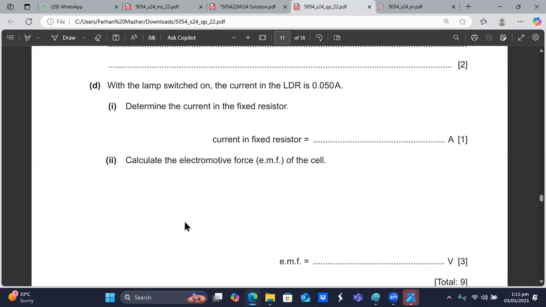Then the question is, calculate the electromotive force, EMF, of the cell. We know the resistance of the LDR when the lamp is switched on, and we know the current flowing through it, so we can find the voltage drop across the LDR. We know the resistance of the fixed resistor and the current flowing through it, so we can find the voltage drop across it. Both are connected in series, so calculate both voltage drops and add them up, and that will be equal to the EMF of your cell.